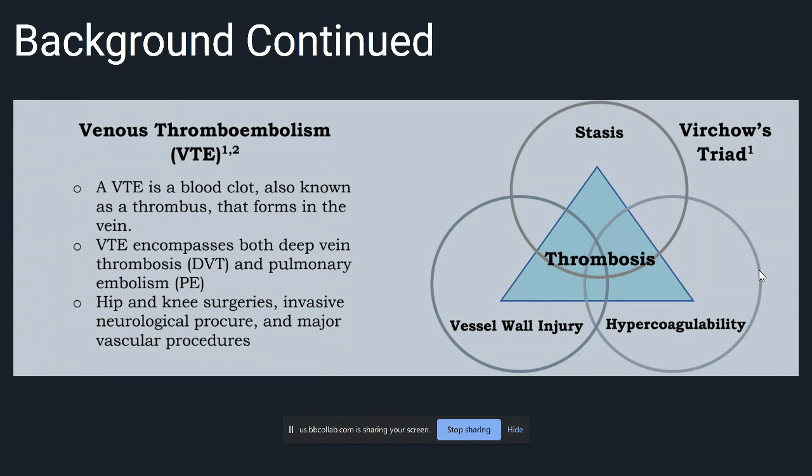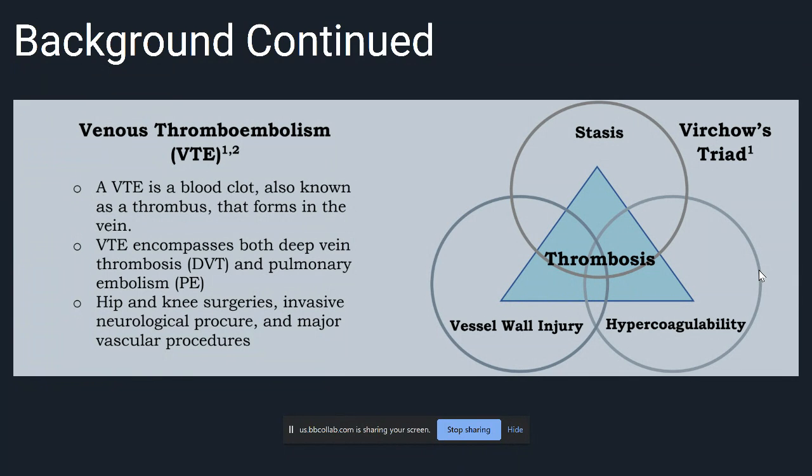And pulmonary embolisms are blood clots in the lungs and are also noted to be the leading cause of preventable death in hospitalized patients. Hip and knee surgeries, invasive neurological procedures, and major vascular procedures are some of the leading causes of venous thromboembolisms in surgical patients.